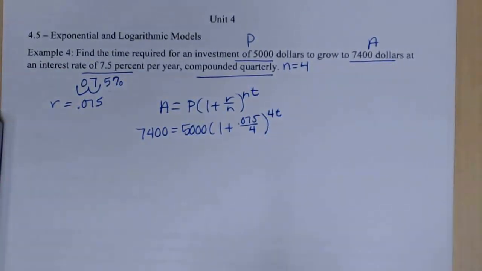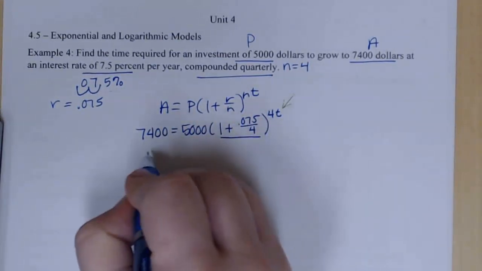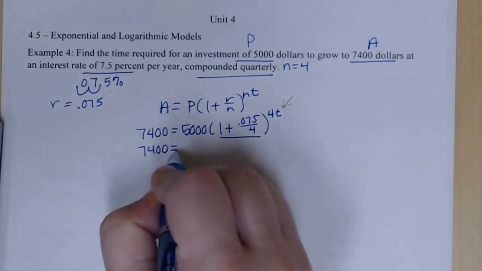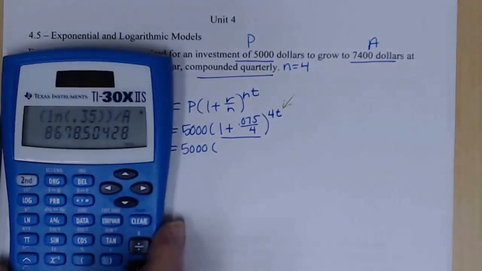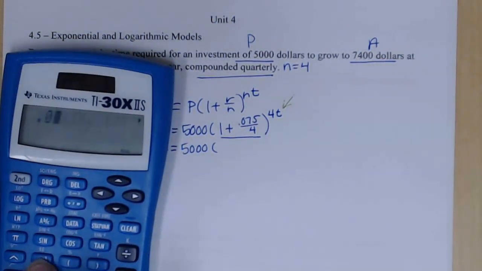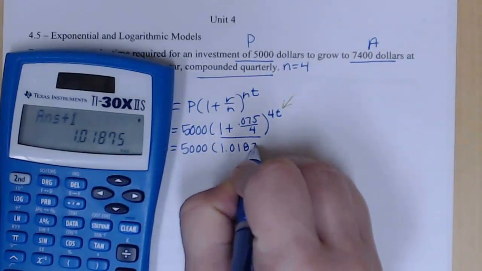Now in this case, we're going to have to solve for this t. So make sure you follow order of operations. You combine things appropriately. First thing I'm going to do is start with this parenthesis. I'm going to put all this together. So this gives me 7,400 equal to 5,000. I'm going to say, okay, 0.075 divided by 4. I'm going to add 1 to it. So I get this value here, 1.01875.